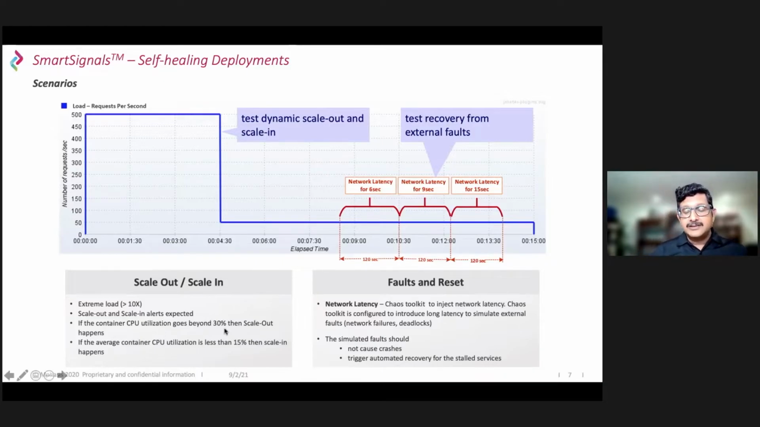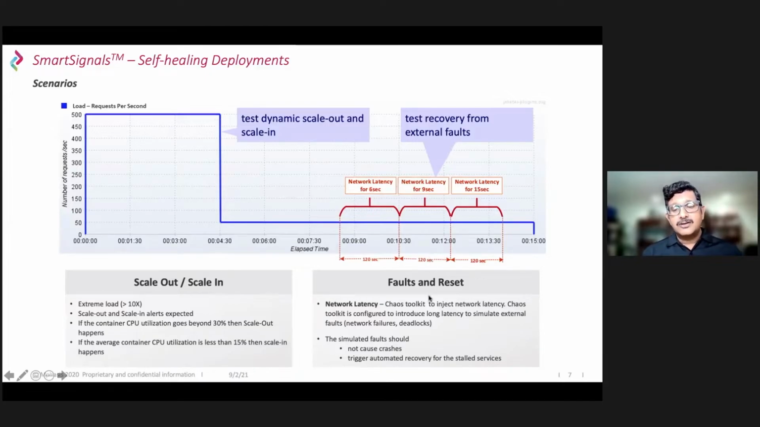Now, we have given a dynamic rule here of 30% CPU utilization as one of the signals or indicators to take action. And whenever the CPU utilization goes down on particular nodes, then we know that the load has reduced, and now you can scale in and go to the minimal number of nodes.